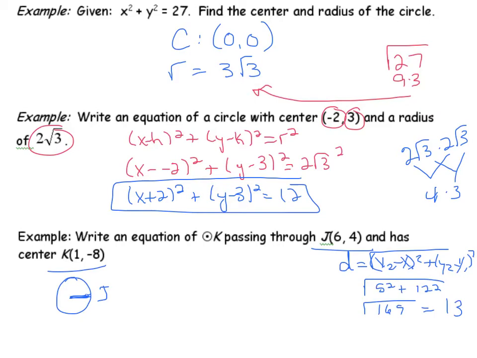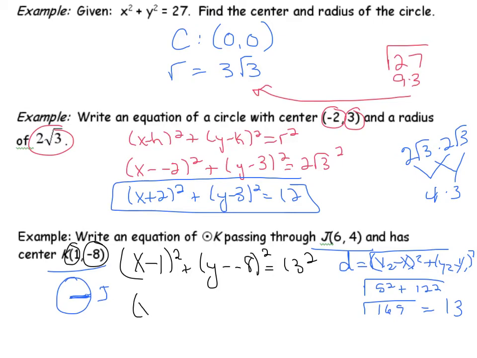All right, so what I did is 6 minus 1, which is 5 squared, 4 minus a negative 8, which is 12 squared. I came up with the square root of 169, so I know my radius is 13. So now it's x minus, the center here is 1 squared plus y minus negative 8 squared equals 13 squared. So (x - 1)² + (y + 8)² = 169.